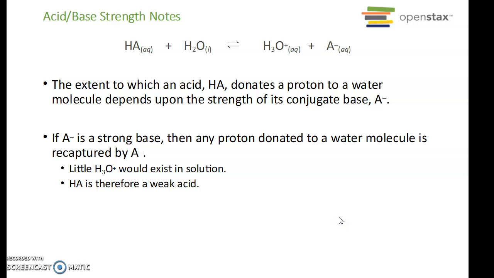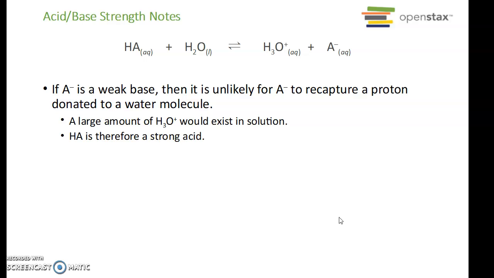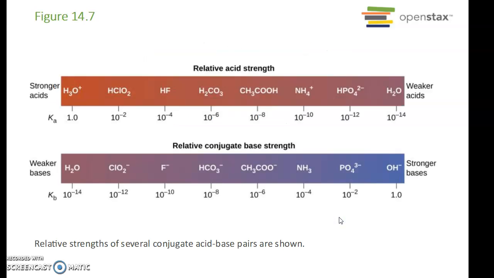The extent to which an acid donates a proton to a water molecule depends upon the strength of its conjugate base. If A minus is a strong base, then any proton donated to a water molecule is recaptured by that ion, so little hydronium ion would exist in solution, and it would be a weak acid. If it's a weak base, it's unlikely to recapture a proton, so a large amount of hydronium ion would exist in solution, and it would be a strong acid. This gives you the relative strength of acids and bases. Let's pause there for this section and then continue on with the next slide.